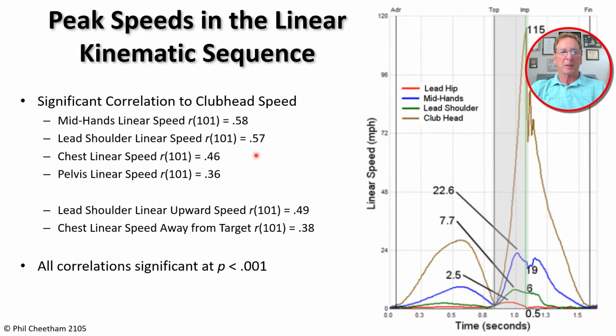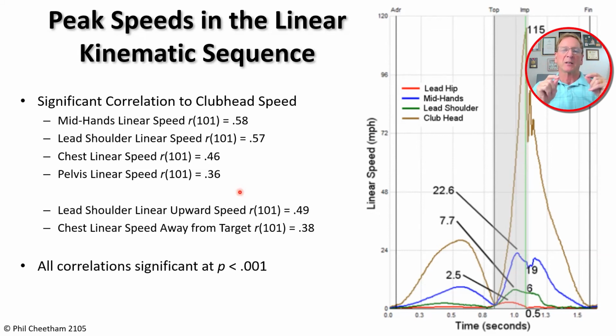We found similar correlations for the lead shoulder linear speed. So the faster your lead shoulder is moving, the faster your club head's going to move. And surprisingly, we found the same thing with the chest and the pelvis linear speed. There was even a correlation between the linear speed of your chest and your pelvis.